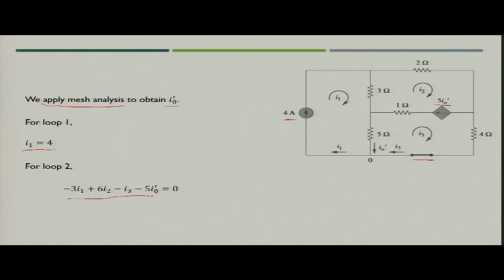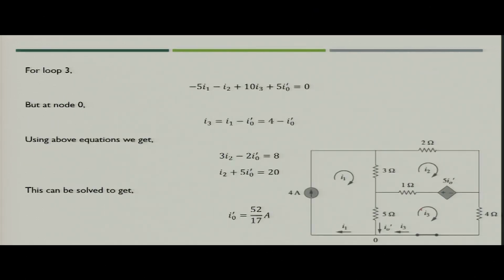For loop 2, if you apply Kirchhoff voltage law, you will get minus 3 of I1 plus 6 of I2, because there are 3 resistances of total 6 ohm value, minus of I3 because I2 and I3 are in opposite direction, minus 5 I naught dash. This is the value of the dependent voltage source. Since you are going from minus to plus, it will become minus 5 I naught dash, equal to 0.